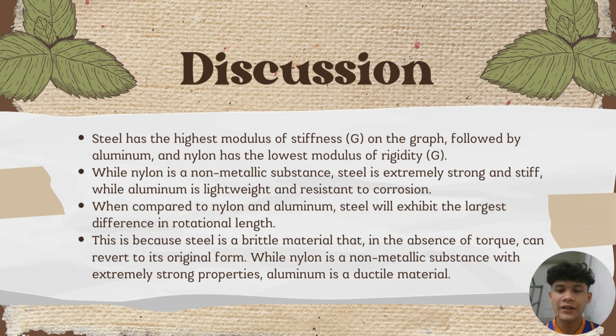Next, steel has the highest modulus of rigidity G on the graph, followed by aluminum, and nylon has the lowest modulus of rigidity. While nylon is a non-metallic substance, steel is extremely strong and stiff, while aluminum is lightweight and resistant to corrosion. When compared to nylon and aluminum, steel will exhibit the largest difference in rotational length. This is because steel is a brittle material that, in the absence of torque, reverts to its original form, while nylon is a non-metallic substance with extremely strong properties. Aluminum is a ductile material.